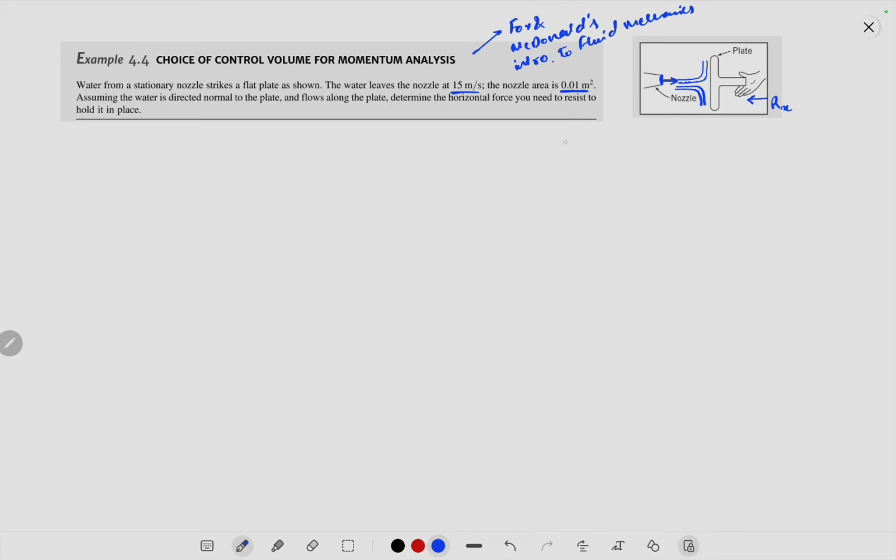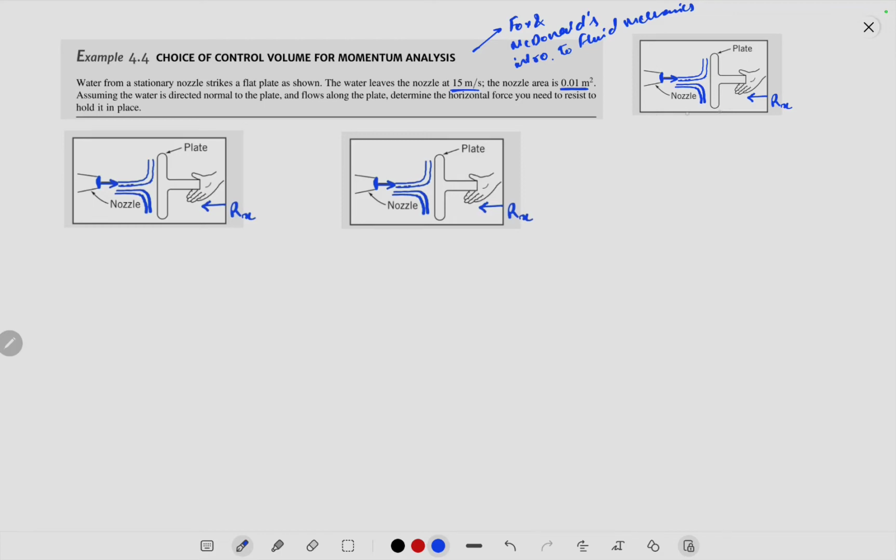Now if you remember, I said we can do these kinds of problems after deriving Reynolds transport theorem. So let's start. I have just copy pasted this image here twice. The first thing that you have to do to solve the problem using Reynolds transport theorem is to define the control volume. Let's understand how to solve such problems using different control volumes.